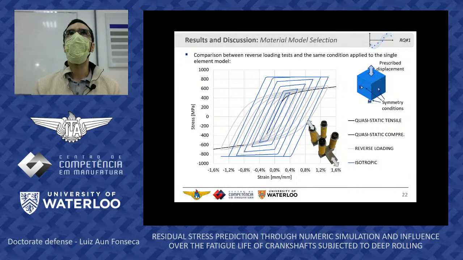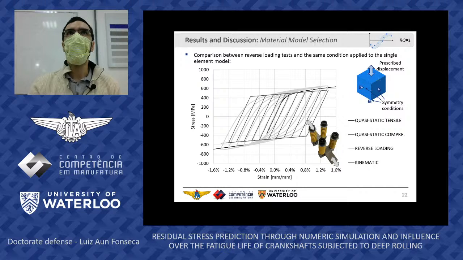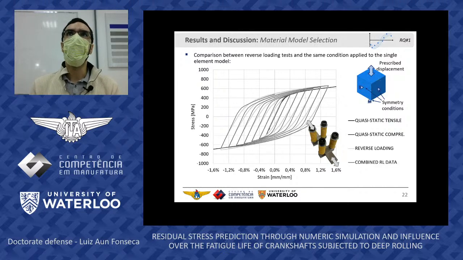When we moved on to the kinematic model, things got a little bit better, but only after we have used a combined model with isotropic and kinematic hardening, then we got a result that was more likely to be used. So this combined model will be applied into the deep rolling model for the rest of the research.